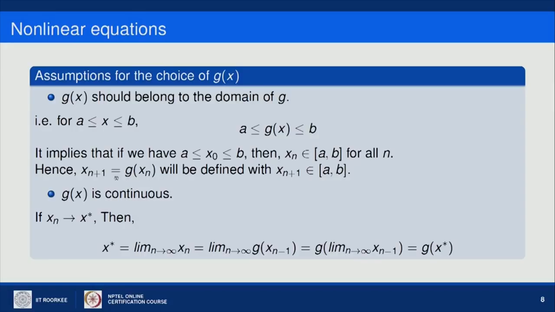The other assumption is that g should be a continuous function. That is, if the nth approximation xn tends to x star, then x star can be written as limit n tending to infinity xn, which equals limit n tending to infinity g of xn minus 1, since xn equals g of xn minus 1. Now, since g is continuous, I can take the limit inside g, and limit n tending to infinity of x of n minus 1 is equal to g of x star.